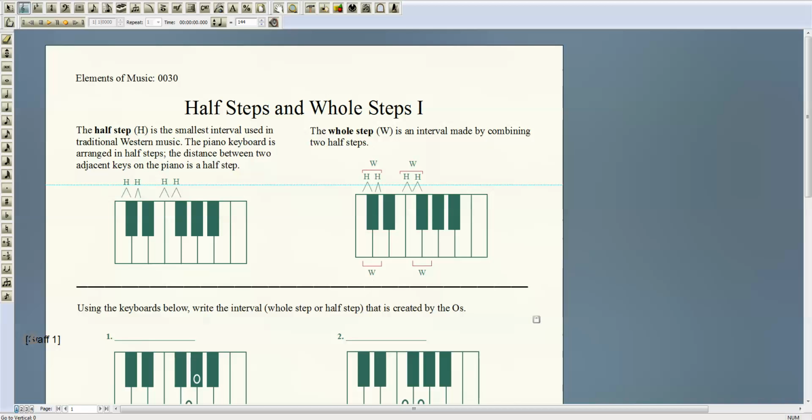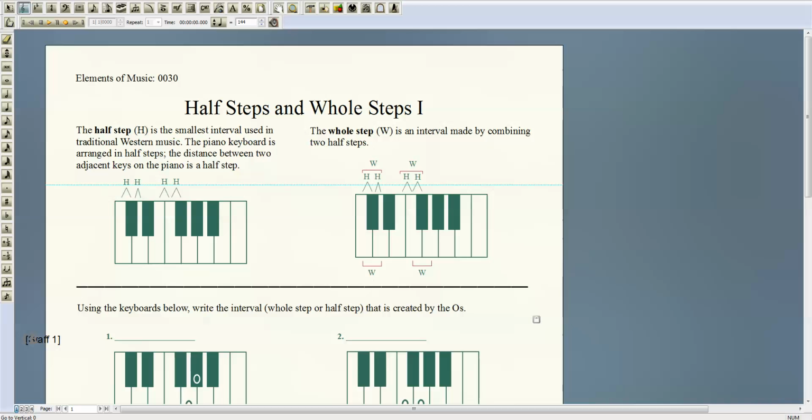But let's work at it kind of from the other side of the loaf of bread. The half step is the smallest interval used in Western music, as it says on the screen. And of course, once again, thank you to Make Music and Finale for providing us with some cool visuals that we can use. Okay, the piano keyboard is a good way to think about this.